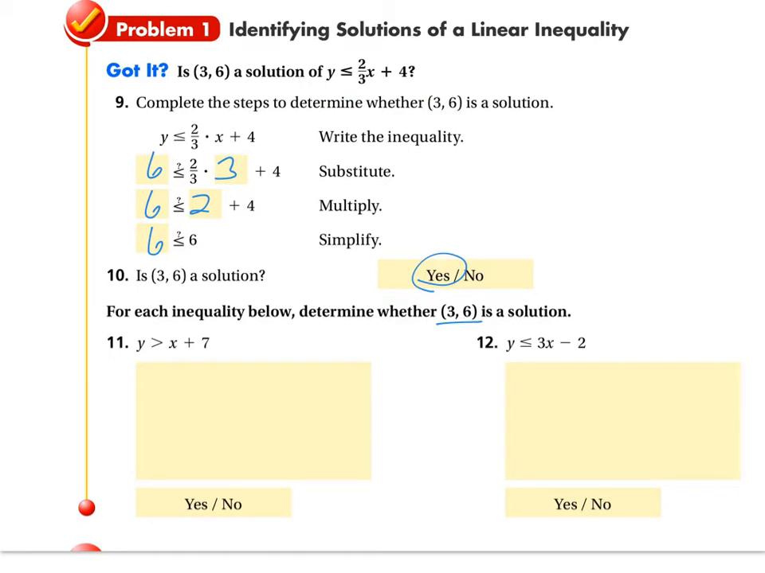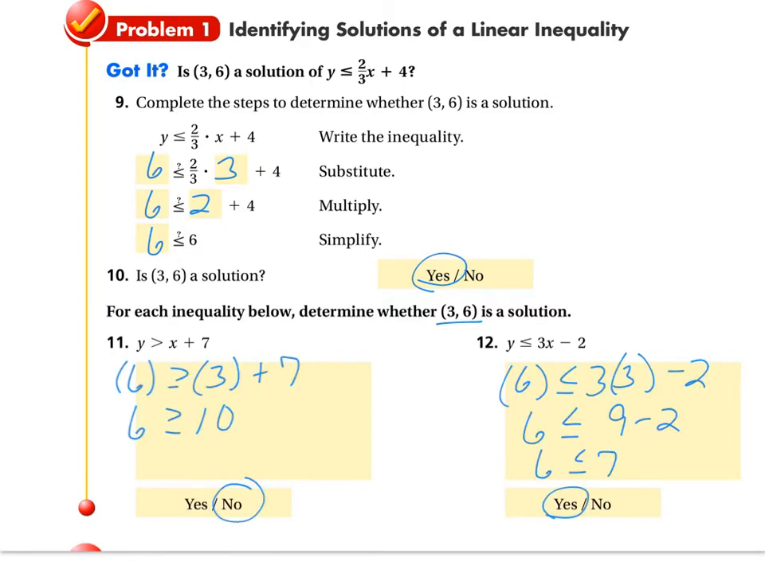Take a moment, pause this video, and see whether 3, 6 is a solution to problems 11 and 12. When you are done, please restart this video and check your answers. How'd you do? If you can't find any mistakes you might have had, make sure you bring this up in class tomorrow.